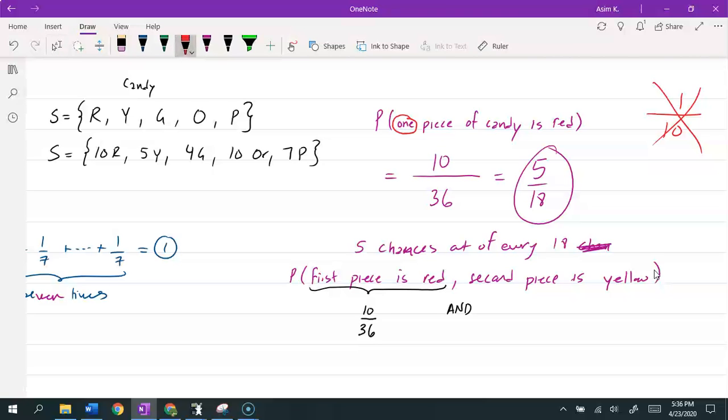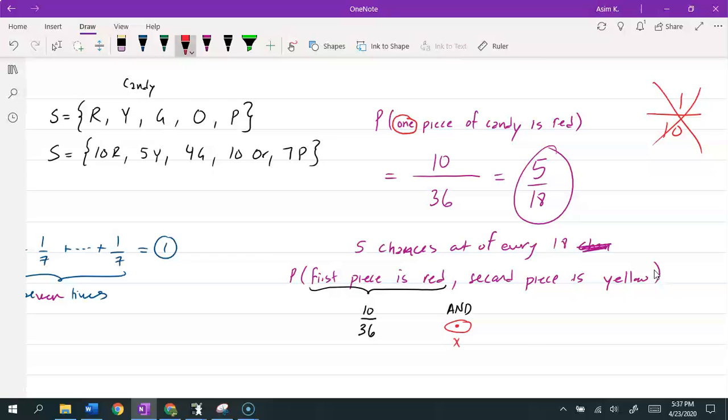In probability, the word "and" is a very powerful word. It means you need multiplication. You need to multiply the probabilities, because you're not adding, you're multiplying all the possibilities that could occur.